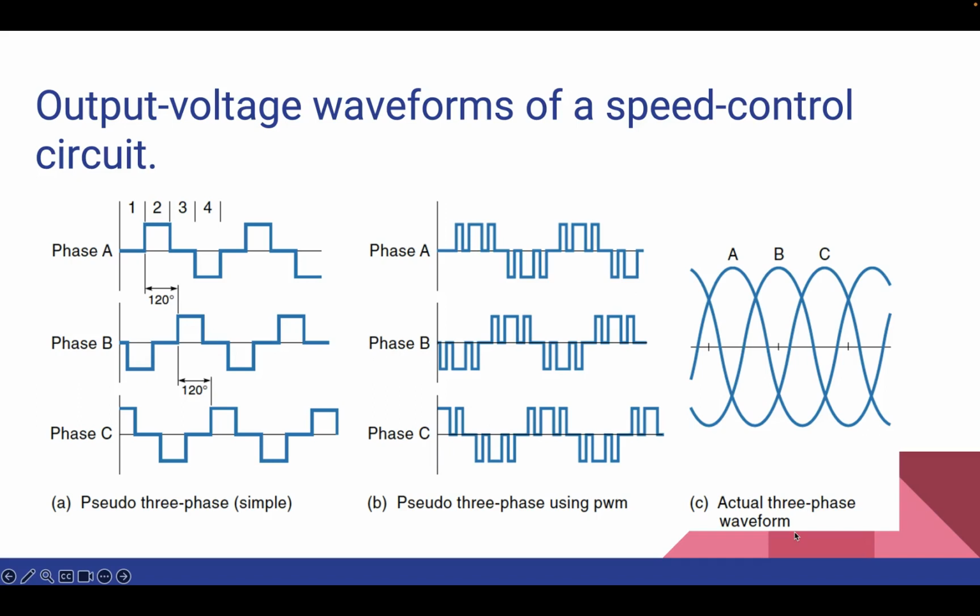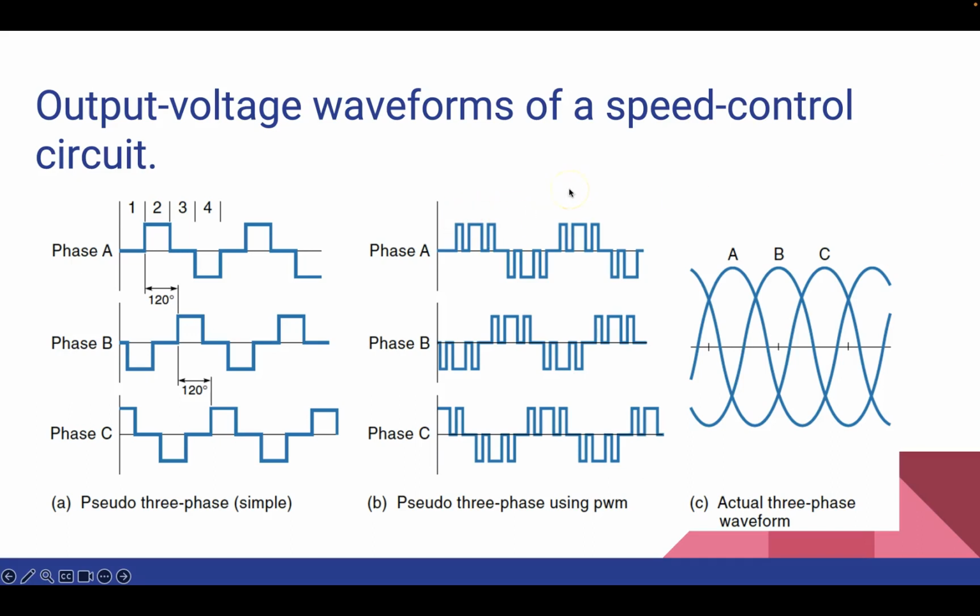Now the actual 3-phase waveform represents the ideal output for the 3-phase system, and this waveform is generated using genuine 3-phase power sources, and it provides the most accurate representation of true 3-phase AC power. Now by comparing these waveforms, we can observe the difference in the complexity, accuracy, and controllability among the various methods of generating 3-phase like signals.